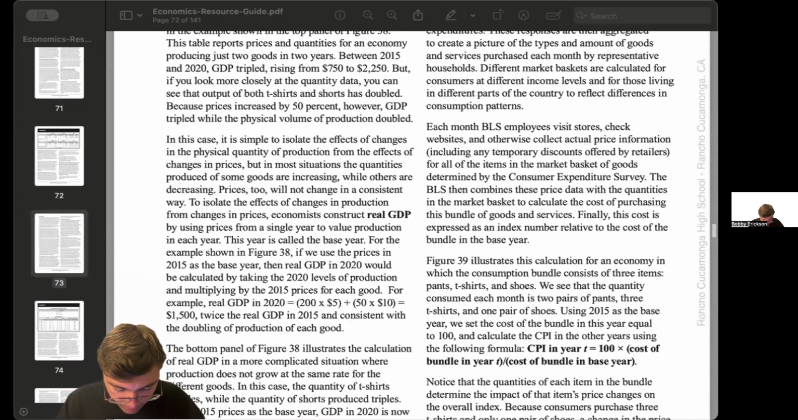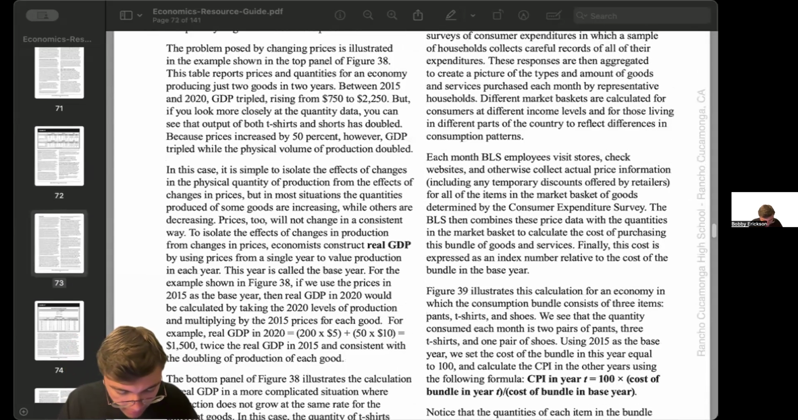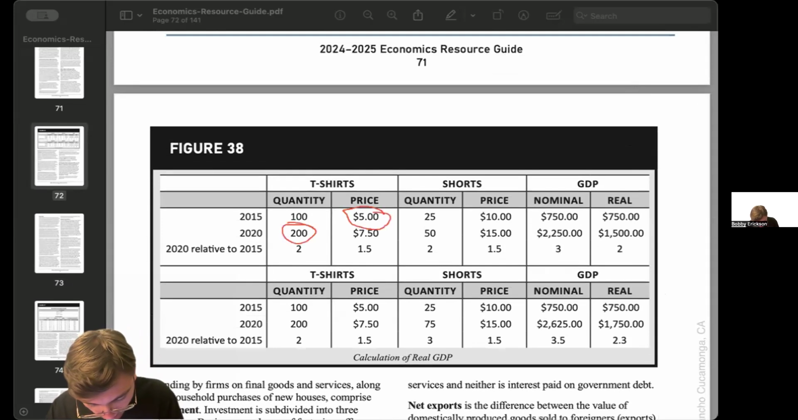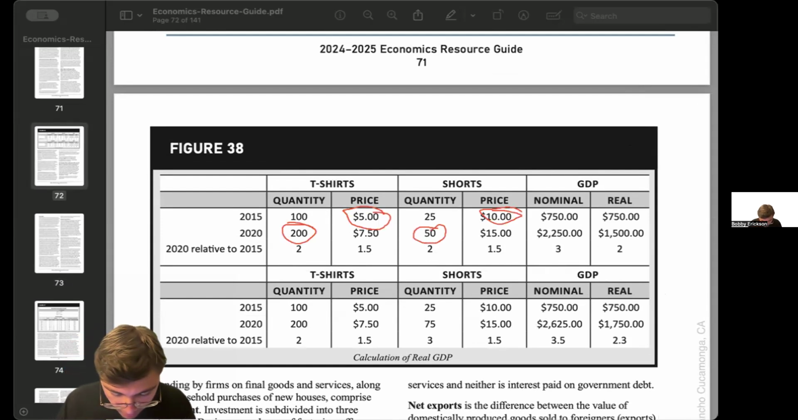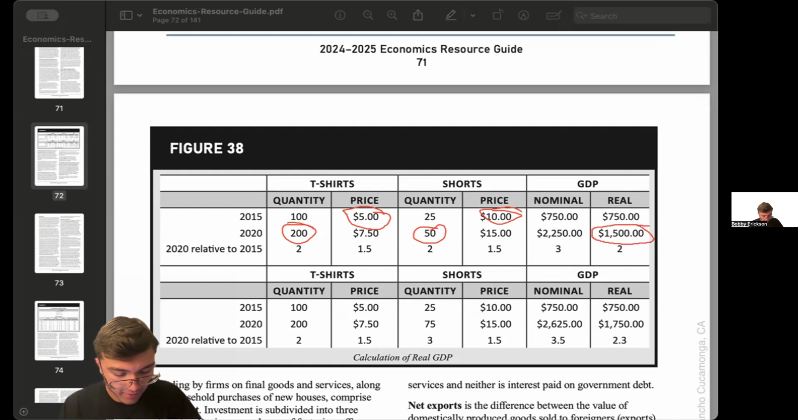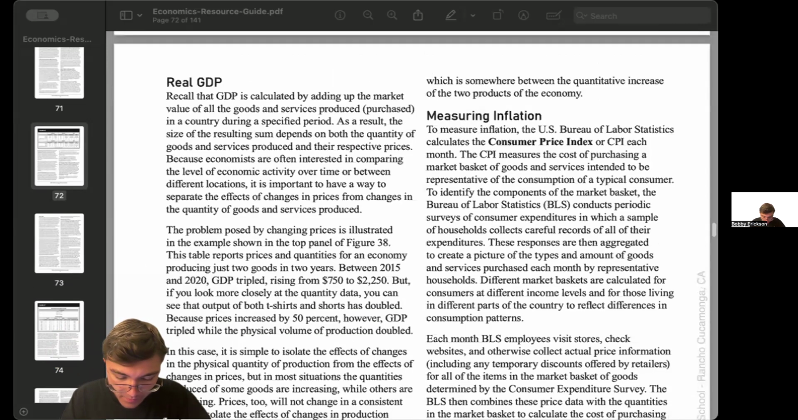And so we can see, if we were to do this chart here, $5 times 200 quantity and $10 times 50 quantity, we have $500 plus $1,000, which is this 1,500, which is the real GDP. And so this gives us our real GDP.